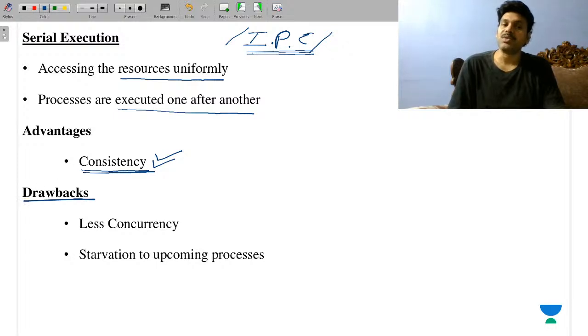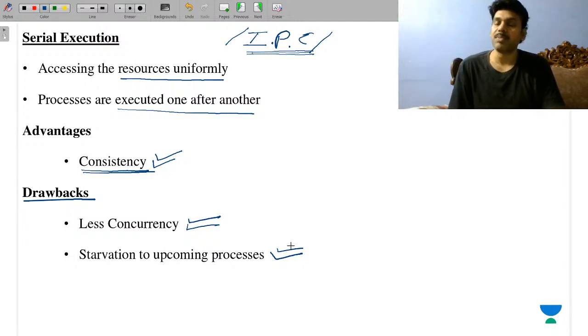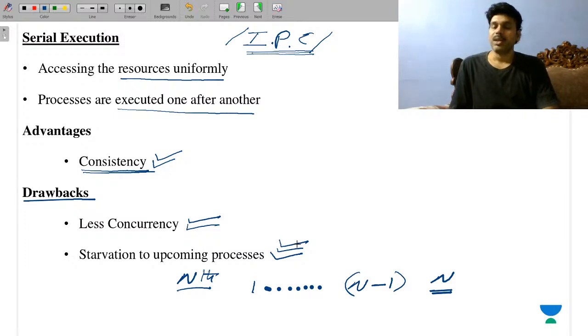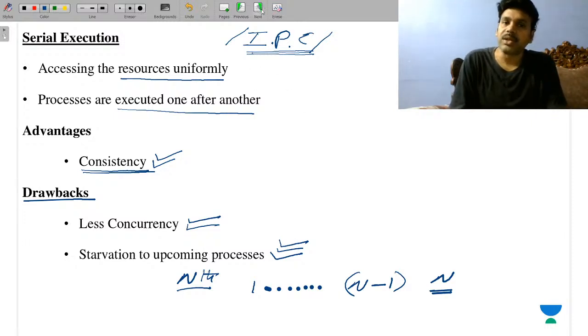So what are the problems with serial execution? We know there is starvation, obviously, because to satisfy the nth request, n minus 1 has to complete, before that n minus 2 has to complete, before that n minus 3, and so on, until it goes to the first one. The first one has to complete. Therefore, if you are having n processes, all the earlier requests must be satisfied before you get to the nth process request. There may be a chance of starvation. Now let us see concurrent execution.